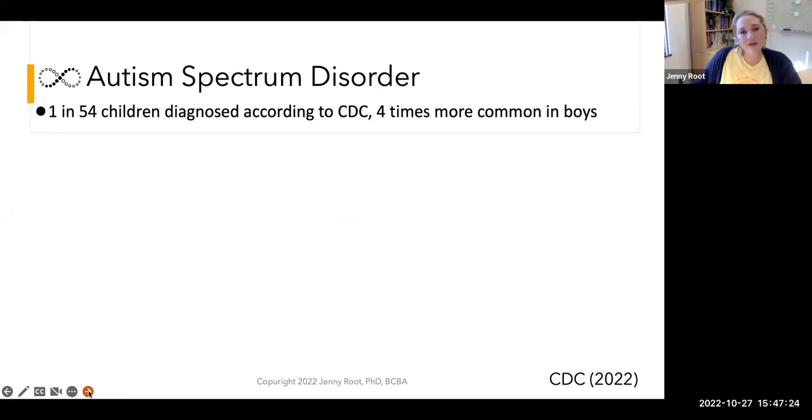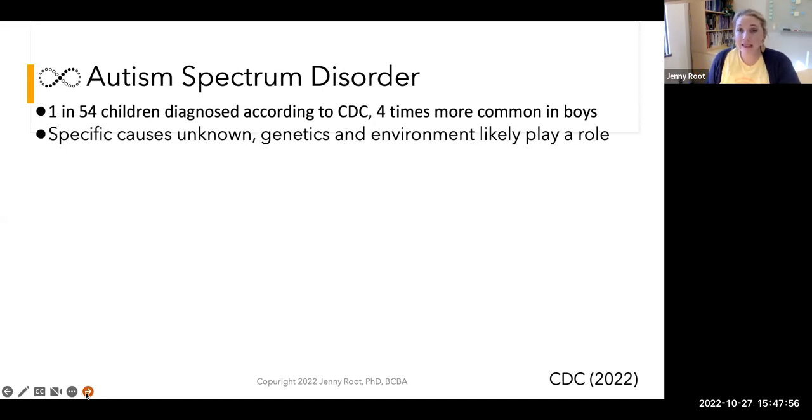So the current prevalence estimate is that 1 in 54 children are diagnosed according to the CDC. And this is if we combine both genders. But individuals who are male are 4 times more likely to be identified. I don't think the verdict is out on whether the prevalence rate, like how often it actually occurs, is higher in boys, but the way that it manifests, what the behavioral symptoms are, is different in boys than in girls.